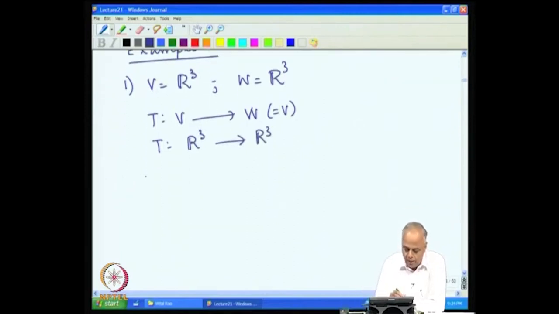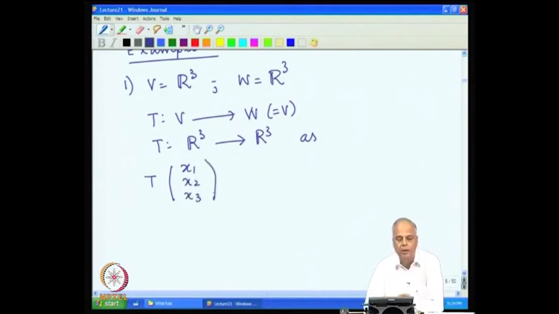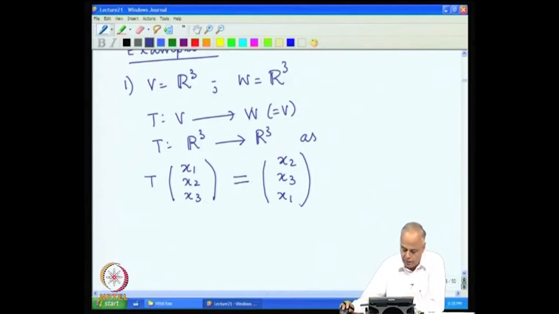We now define this T as follows. Any vector in R 3 is of the form x 1, x 2, x 3. So, it takes the vector x 1, x 2, x 3 to another vector in R 3, the new vector that is x 2, x 3, x 1. So, it is sort of a permutation of the coordinates of the vector x.